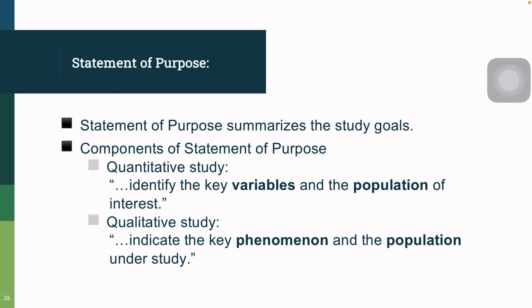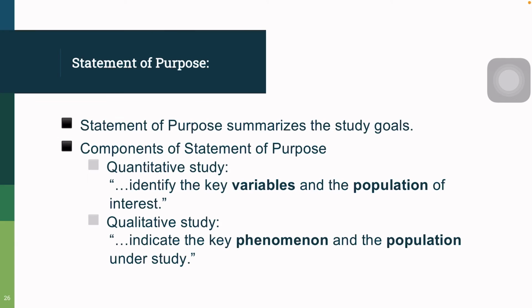Okay, this is the continuation, rather, of the previous paragraph. Your statement of purpose also summarizes the study goals. Components of your statement of purpose in a quantitative study are your variables. In qualitative, it's the phenomenon and the population. Well, of course, population as well with your quantitative. The statement of purpose articulates your research goal, and this is usually worded declaratively. The purpose statement establishes the study's general direction and captures its essence.